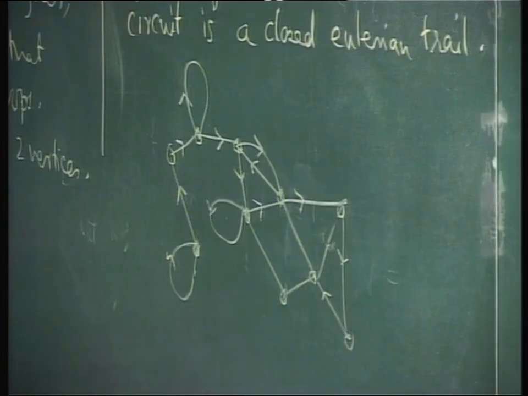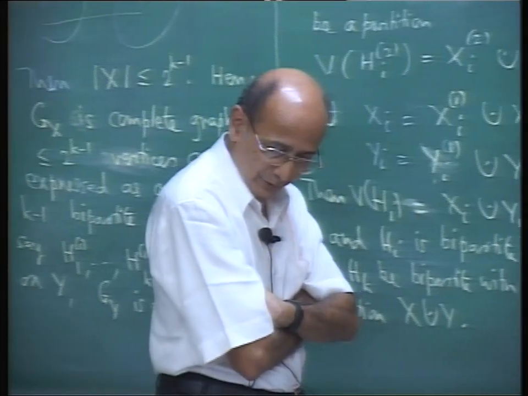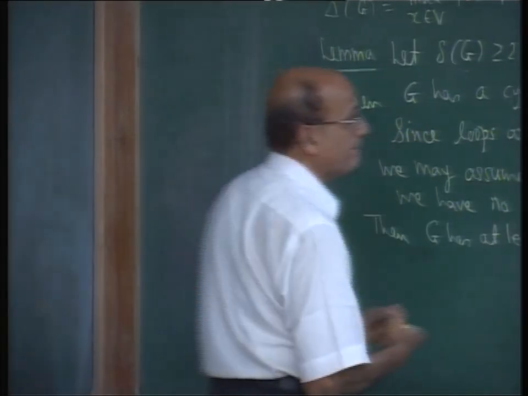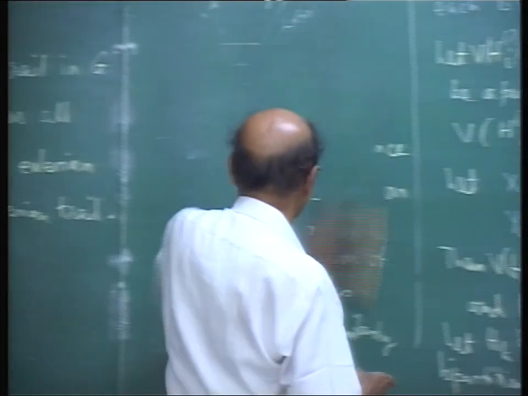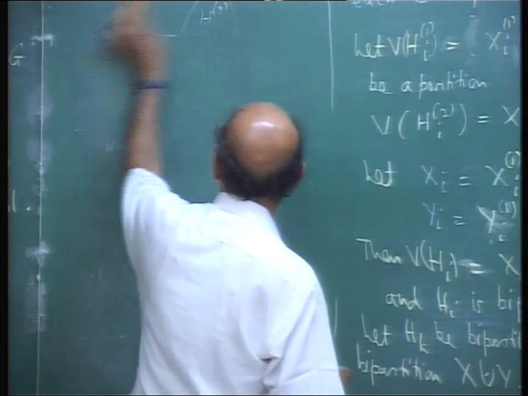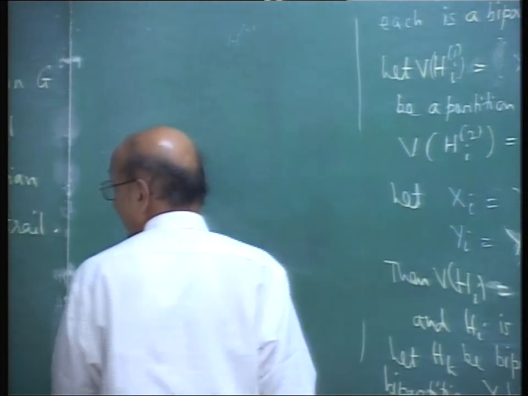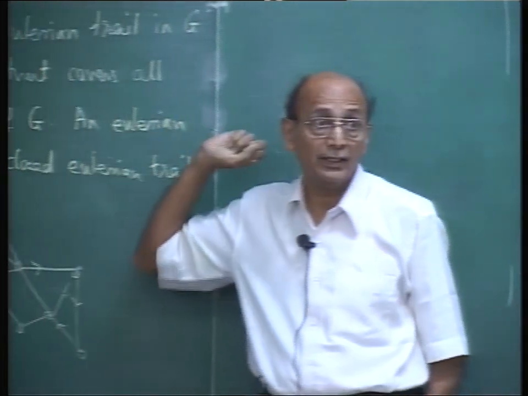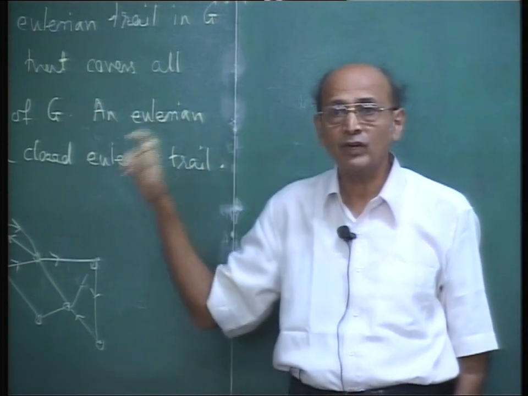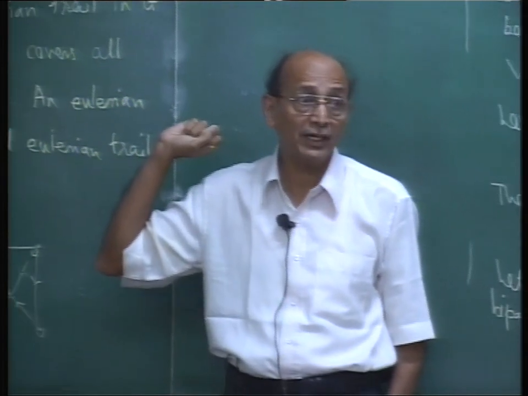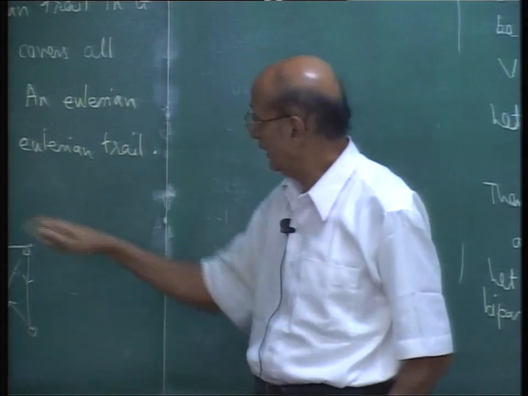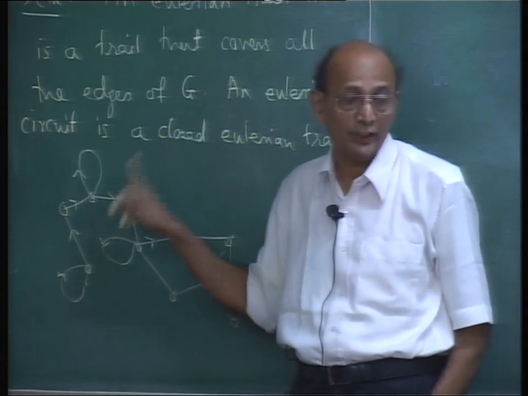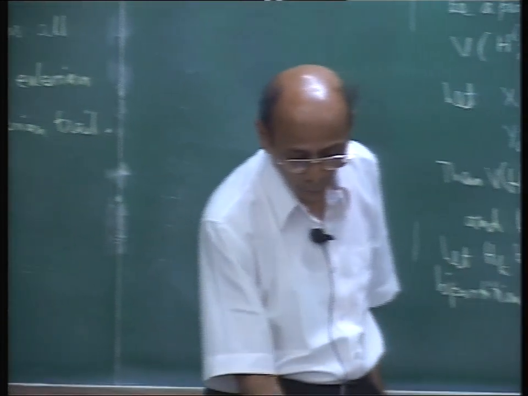So the kind of theorem we are looking for, and I will write down the statement of the theorem. It's clear from what I just said is, if you have a closed Eulerian trail or an Eulerian circuit, then each vertex has an even degree. Recall that a loop is supposed to contribute 2 to the degree by definition.